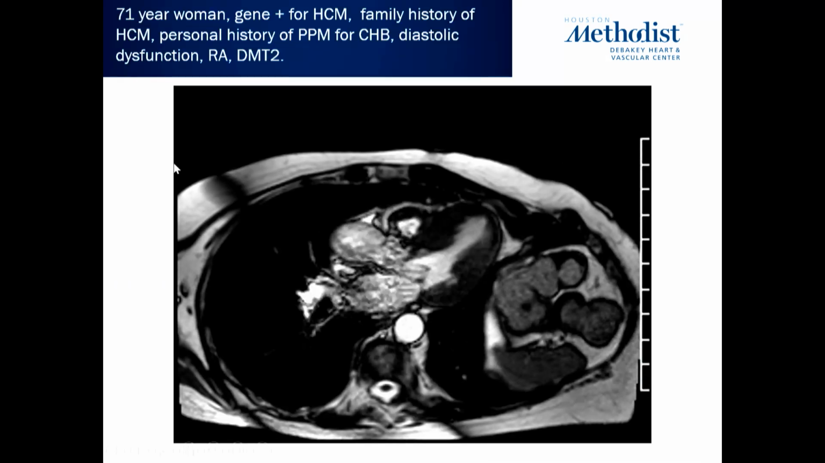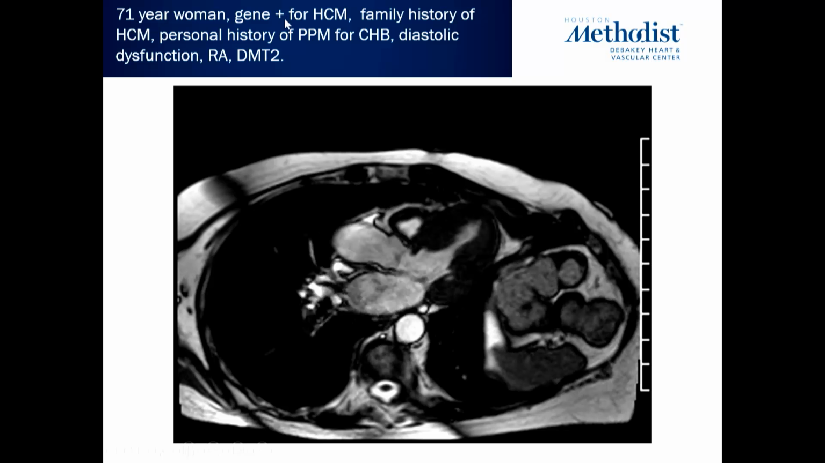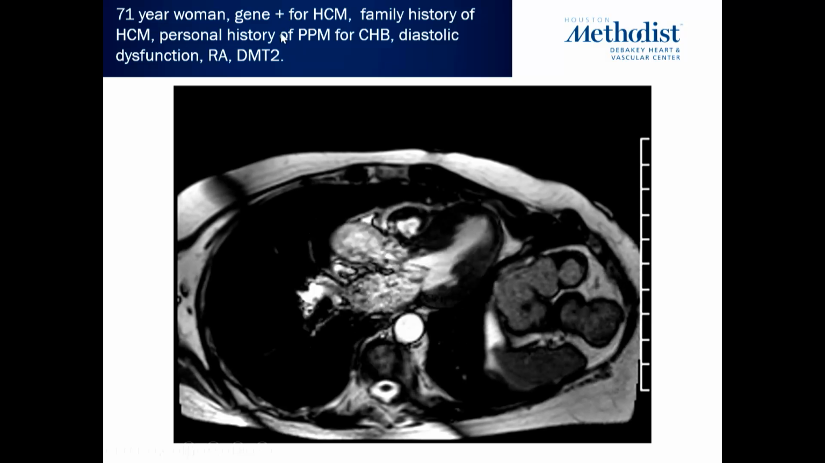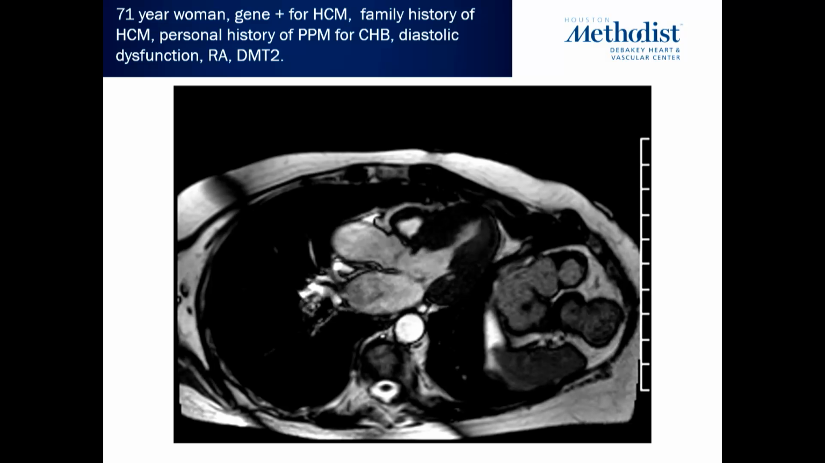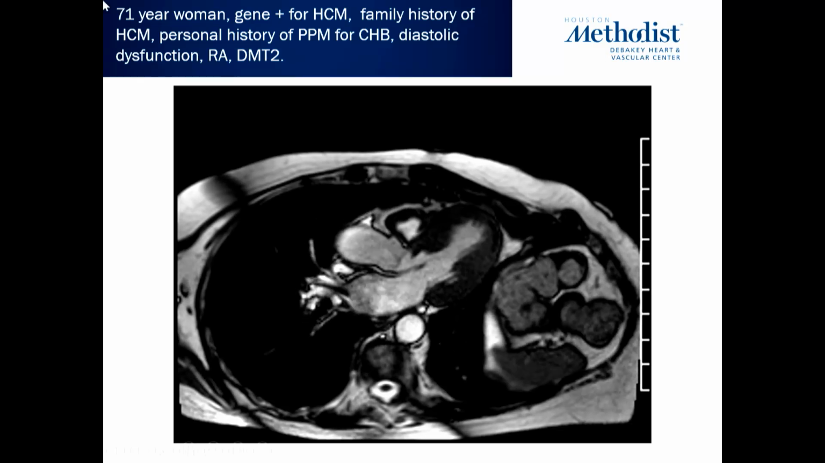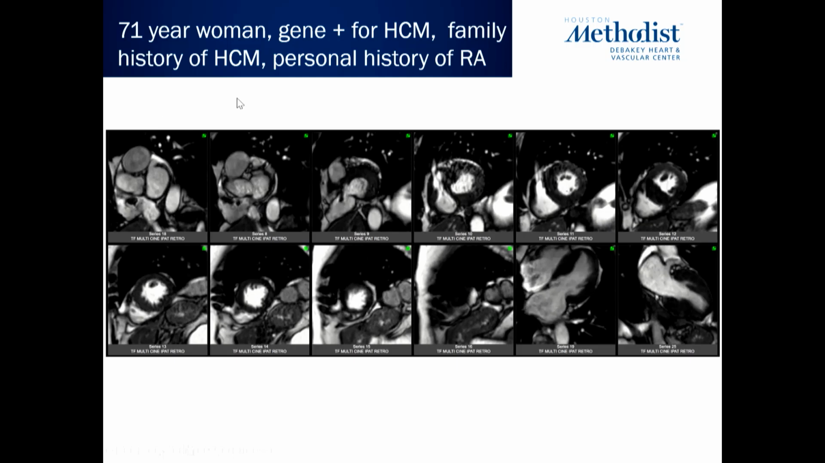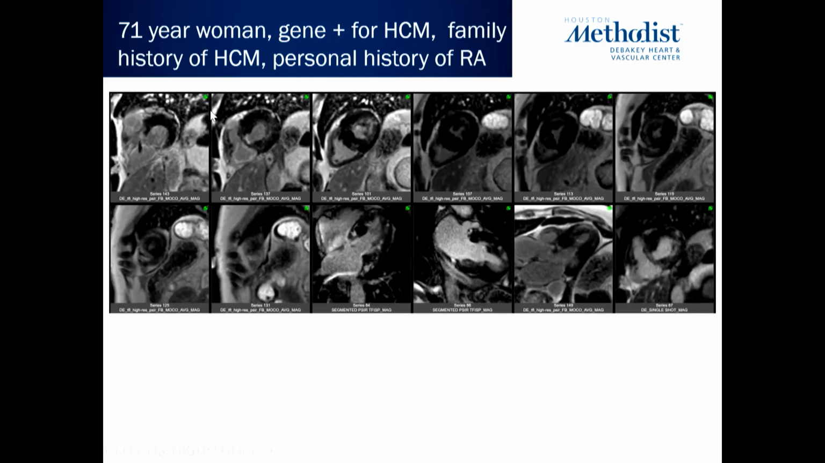Here's that case that I showed you earlier. So 71, gene positive. She has family history also. She developed asymmetric hypertrophy over the prior couple of years. She also has rheumatoid arthritis. And essentially, what we find is the pattern of LGE that she has is a little bit unusual for HCM. So notice scattered, diffuse enhancement that is intramural. Notice this in the apical segments where she has this midmural enhancement.